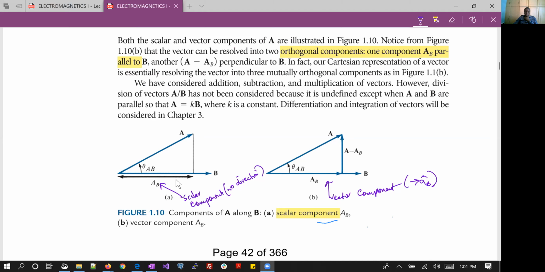This is the last concept I want to talk about. That this is vector A and this is vector B. And the angle between them is theta AB. If you are told to find the component of A along B, it will simply be saying how much.